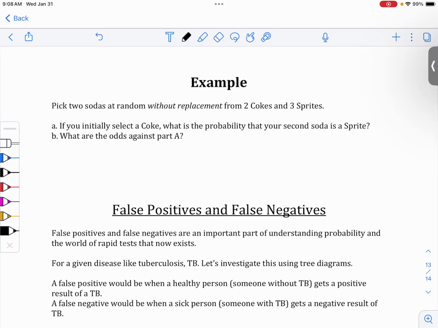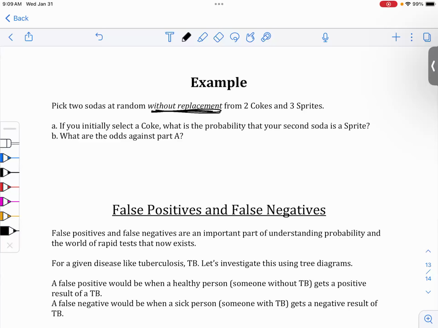So let's look at pick 2 sodas at random without replacement from 2 Cokes and 3 Sprites. It's always going to be very clear that you're drawing without replacement. It will say without replacement. Otherwise, unless it is a very, very limited sample size, we pretty much assume that we're drawing over and over. So if you initially select a Coke, what is the probability your second soda is a Sprite?